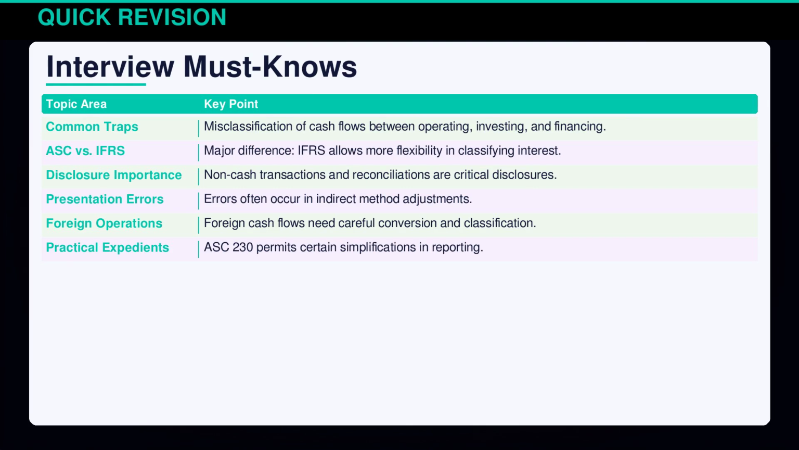Watch for cash flow misclassification traps. ASC differs from international financial reporting standards, mainly in interest classification. Key disclosures include non-cash transactions and reconciliations. Common errors arise with indirect method adjustments. Foreign operations require precise cash flow conversion and classification. Practical expedients allow some reporting simplifications, aiding compliance and clarity.